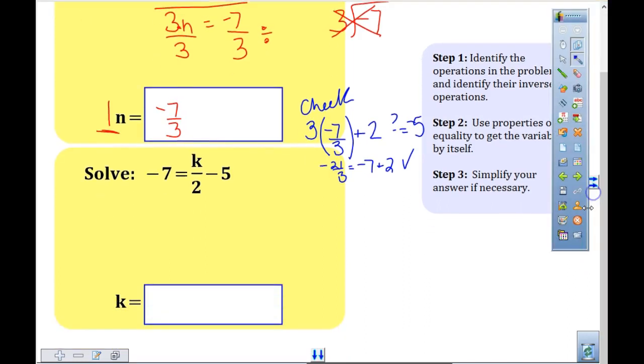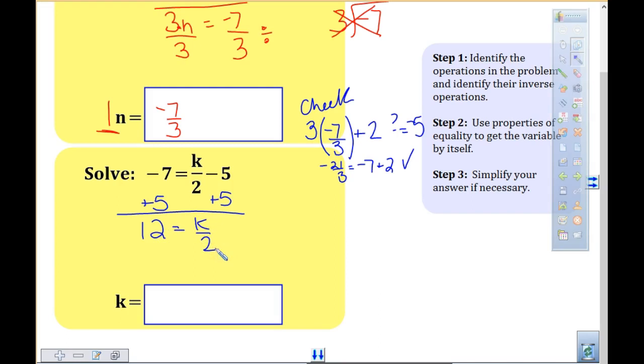Now, in the last class, I had someone looking at this problem, and this is what they did first. They said, first step, Mrs. Thompson, we're adding 5. And they gave me this answer. They said 12 is equal to k over 2. And it's a simple mistake, right? And it's not negative 12 either, right?